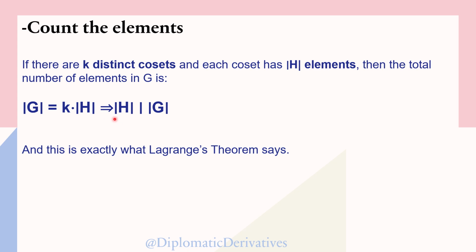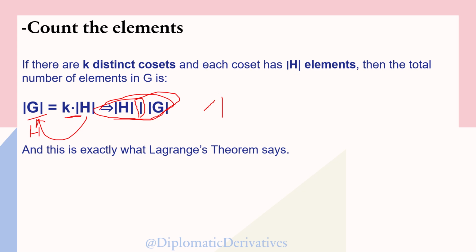This implies that order of H divides order of G. How? If you take the order of H to the other side, here it is multiplied, so over there it will be divided. So k is equal to order of G divided by order of H, which implies that order of H divides the order of G. This symbol means divides. It's not a slash, it's a straight line. This is basically what Lagrange's theorem says.